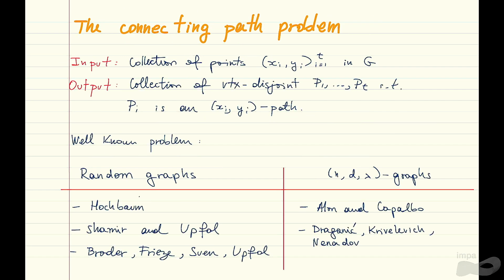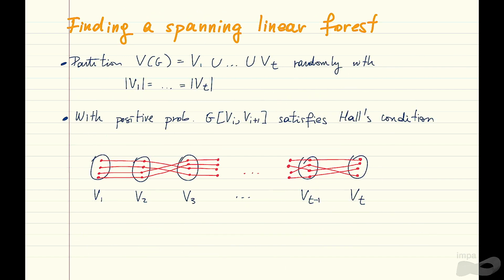Let me show you the first step. If you want to find a spanning linear forest, one strategy is to use a random partition. We can pick a random partition, all the sets V_i of the same size, and then we can show in an (n,d,λ)-graph that with positive probability, each of these bipartite graphs, V_i and V_{i+1}, will satisfy Hall's condition. Well, that's not exactly what we do. We can show that the minimum degree condition essentially implies Hall's condition. So this bipartite graph satisfies Hall's condition, so we can find a perfect matching. Then we can find another perfect matching here and so on. This gives us a collection of short paths covering every vertex in the graph.